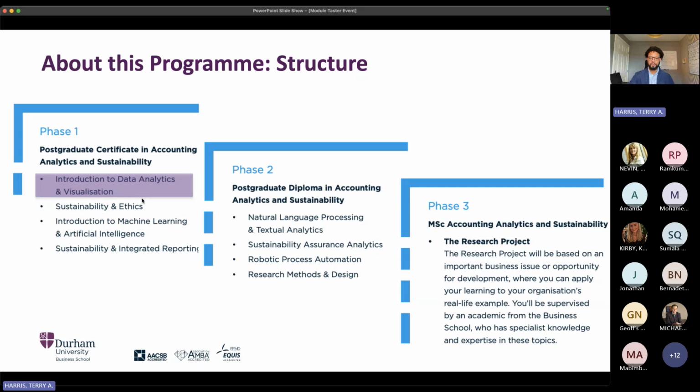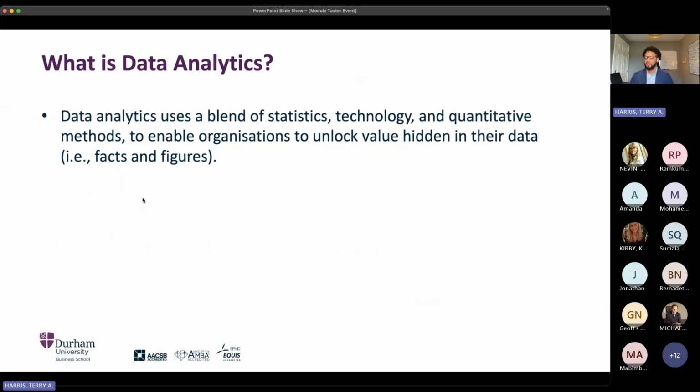So what is this, and why are we interested in it? Of course, data analytics involves the use of statistics, which some people are afraid of, but in our module, we make it very easy. It involves the use of statistics, technology, and quantitative methods to enable our organizations to unlock value or gain insights from their data. And of course, data are facts and figures about the real world.